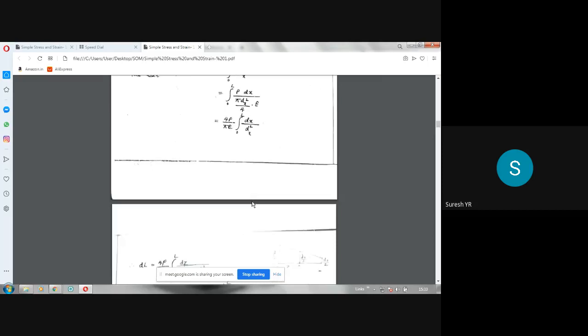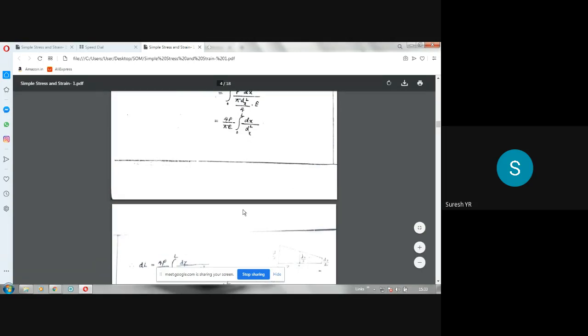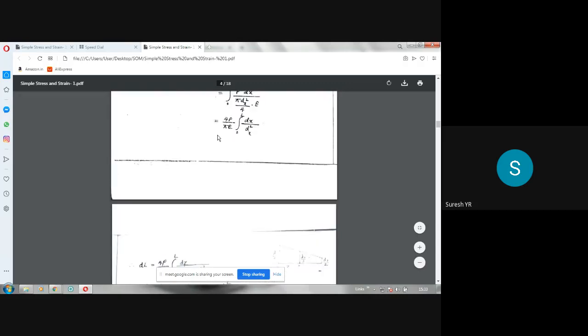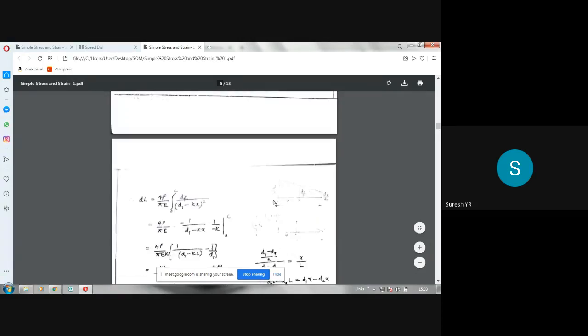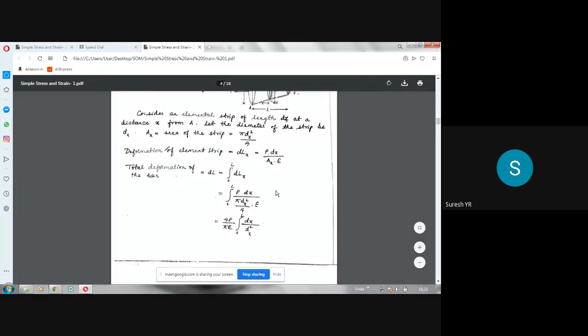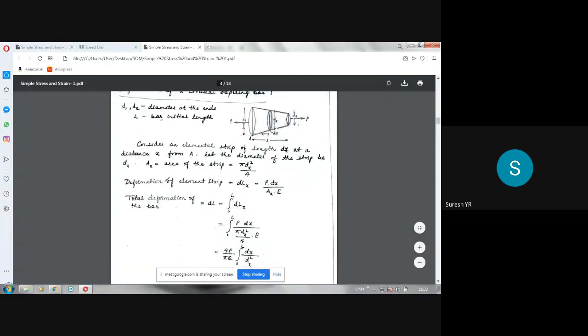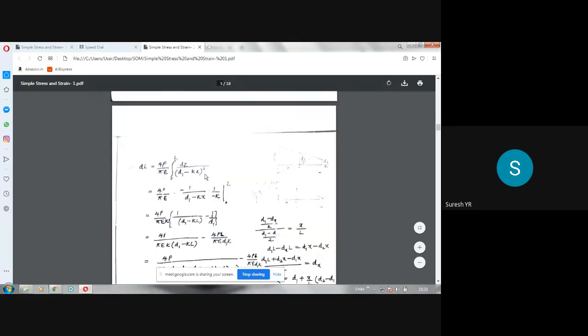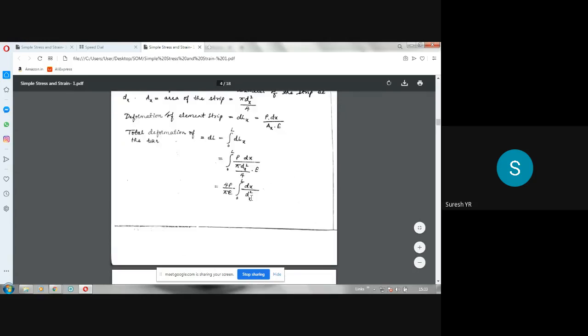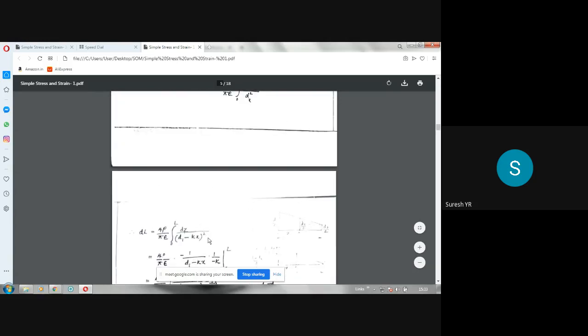So if you simplify that, see, you are integrating 1 by dx square, so you have 4P by pi E into the integral from 0 to L of dx divided by d1 minus kx, whole square. So why is it d1 minus kx? We have to get an expression for dx by interpolation. So you see this diagram. If I want to write the expression for dx in terms of d1 and d2, this is the expression. So dx becomes d1 minus kx.